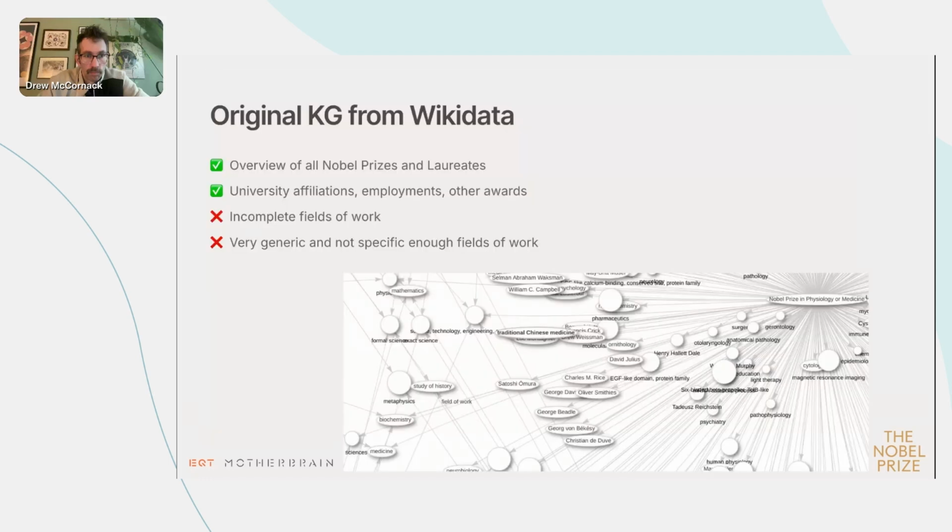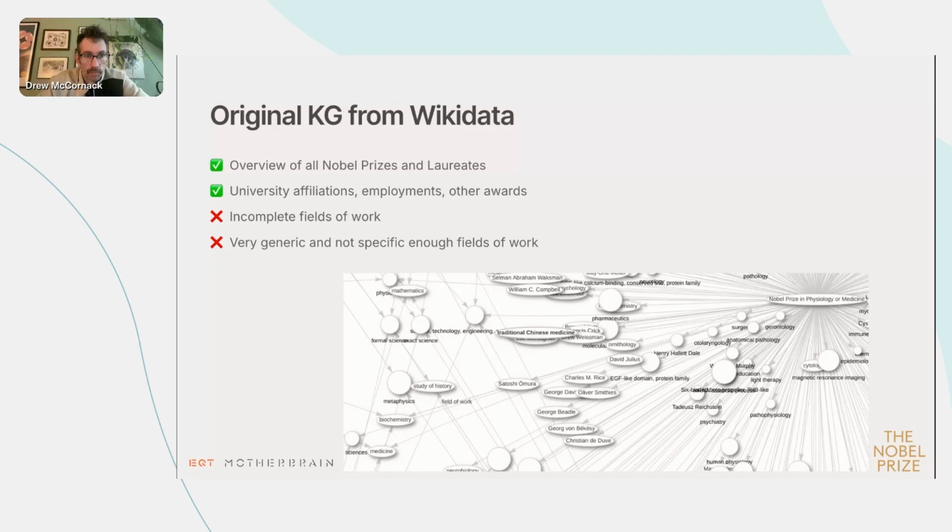So the original knowledge graph that we assembled, we started with Wikidata. If anyone hasn't used Wikidata in the past, we highly recommend it. It's incredible. It's relatively easy to access this data, and there is a ton of it. So we assessed this as kind of the backbone for the knowledge graph we wanted to build. And it had, surprise, information, at least some information for all the Nobel Prizes and the laureates. It had, for example, their university affiliations, where they worked, what lab, etc., and other awards.